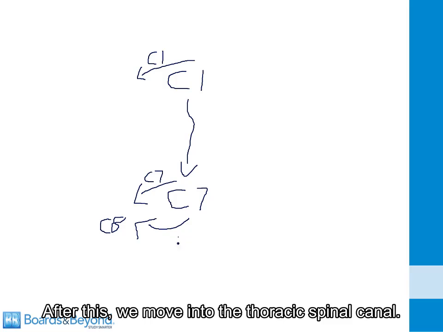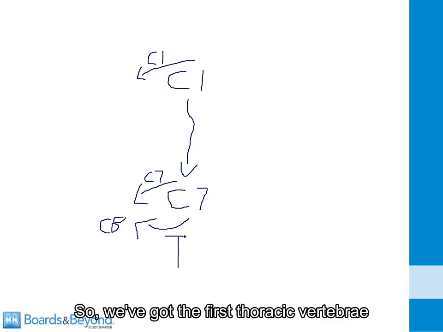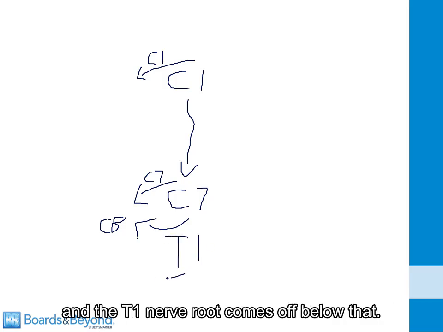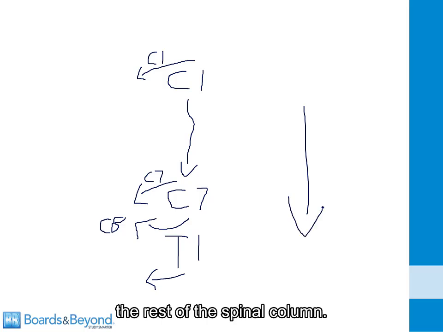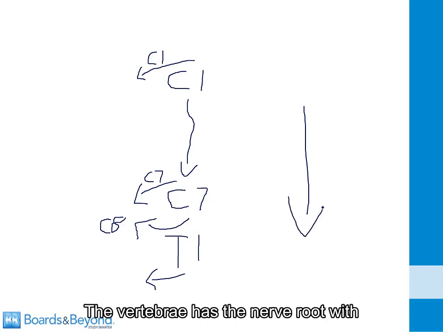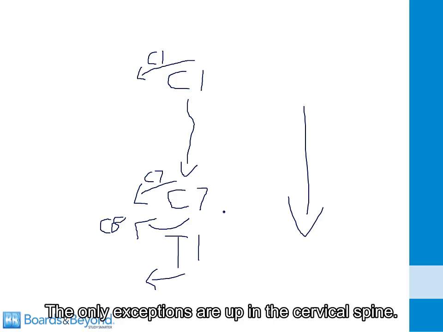After this, we move into the thoracic spinal canal, so we've got the first thoracic vertebrae, and the T1 nerve root comes off below that. And then this is the case all the way down the rest of the spinal column. The vertebrae has the nerve root with the same name coming off below it. The only exceptions are up in the cervical spine.